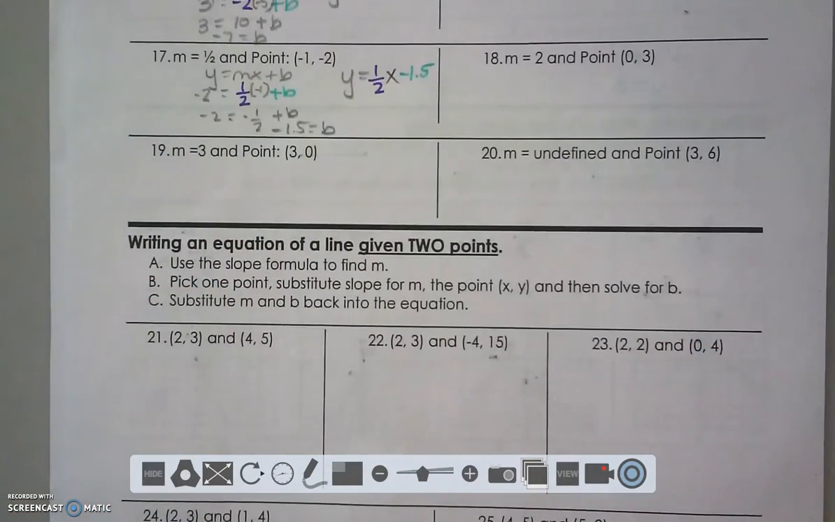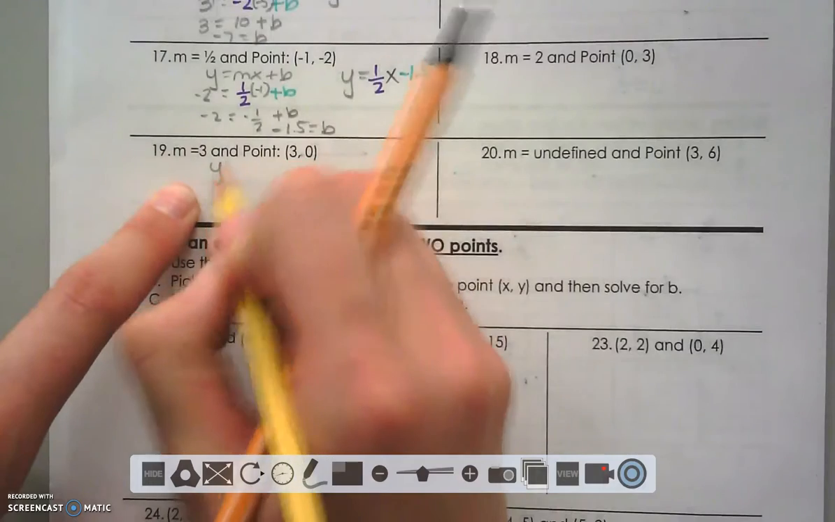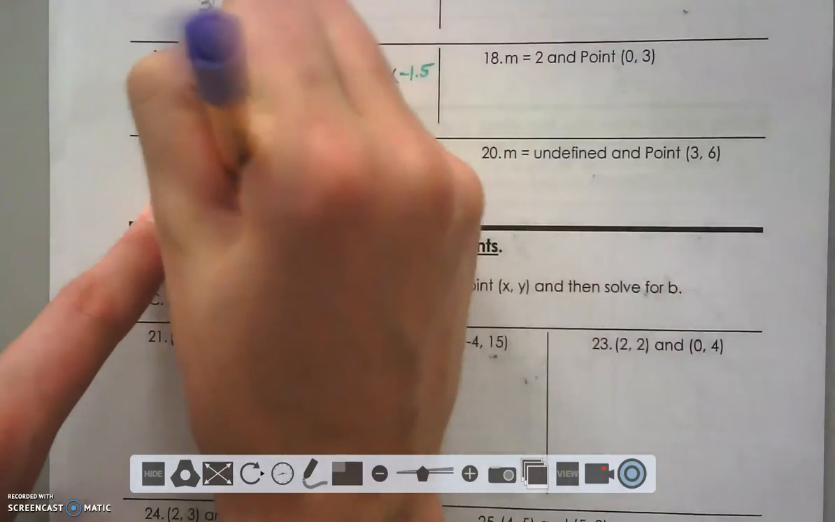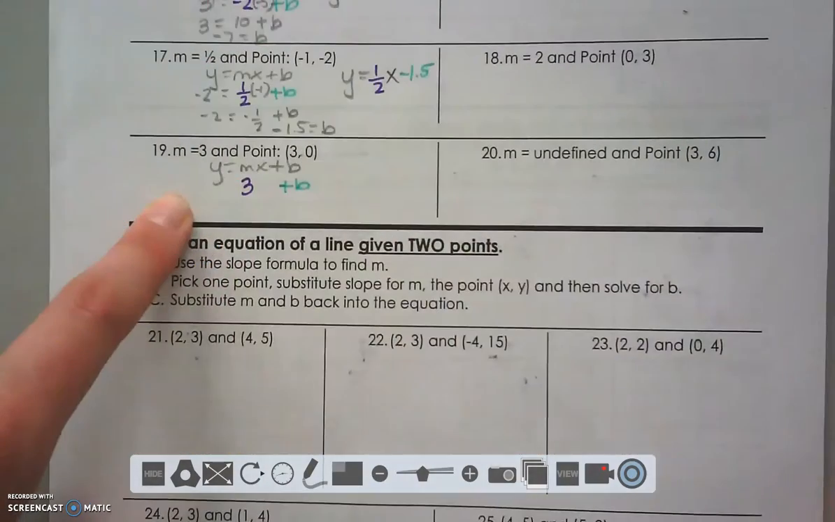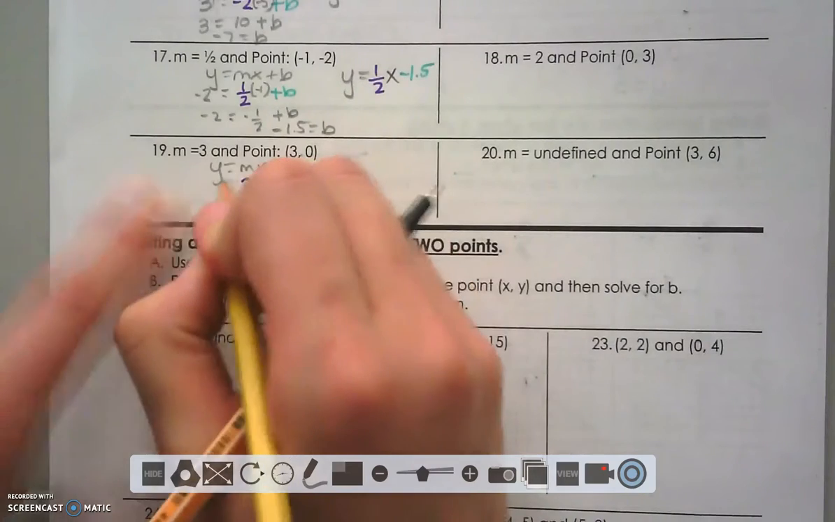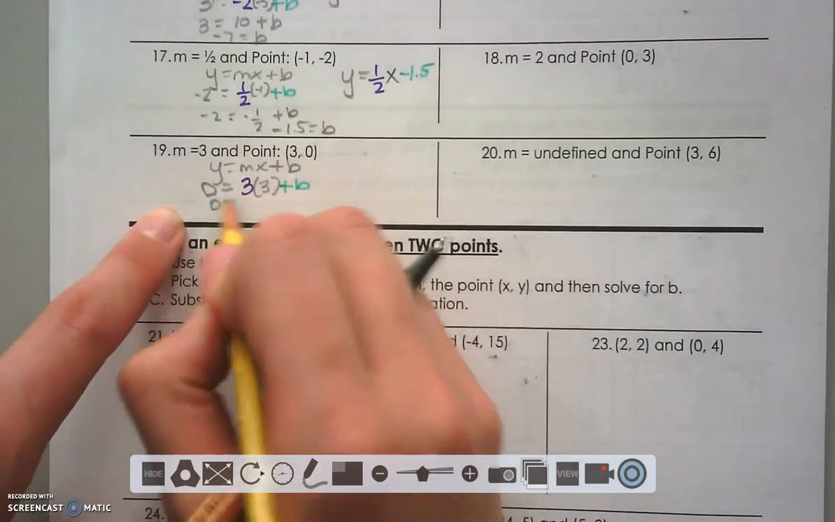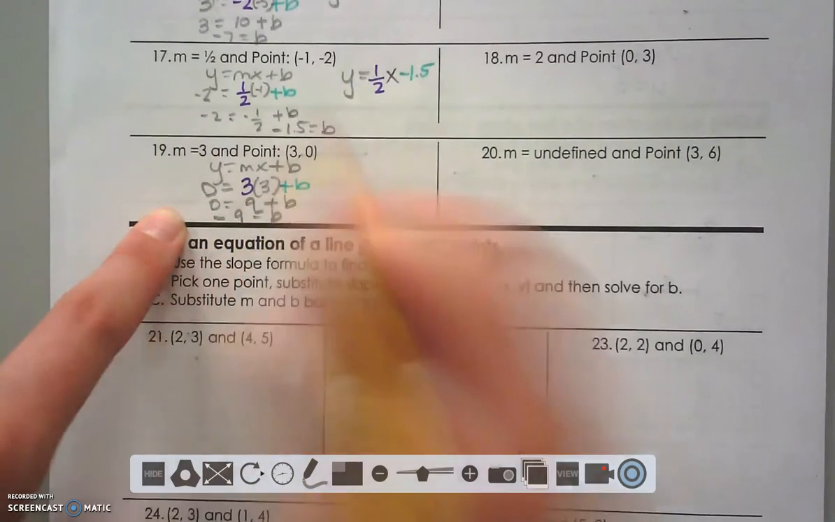All right, here we are still going to write y equals mx plus b. Finish up this last example for you. Substitute in our slope. We're trying to solve for that b value. My x is 3. My y is 0. So 0 equals 9 plus b. So that's negative 9 equals b.